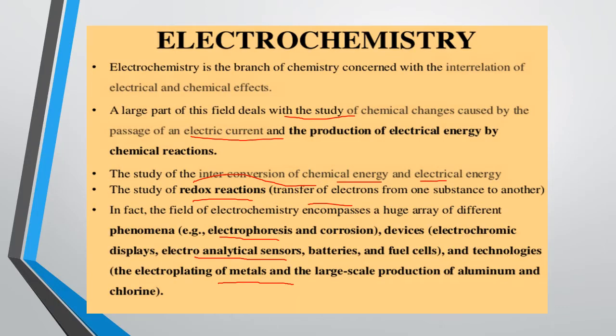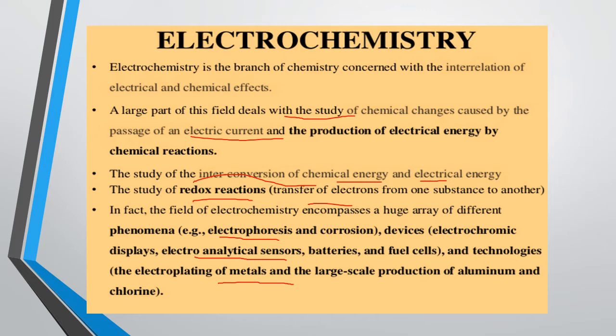Electrochemistry is the discipline of chemistry that deals with the study of relationships between electrical energy and chemical energy changes, and chemical reactions that involve the input or generation of electric currents are called electrochemical reactions. Electrochemistry is basically a branch of physical chemistry concerned with the interrelation of electrical and chemical effects. A large part of this field deals with the study of chemical changes caused by passage of an electric current and the production of electrical energy by chemical reactions.